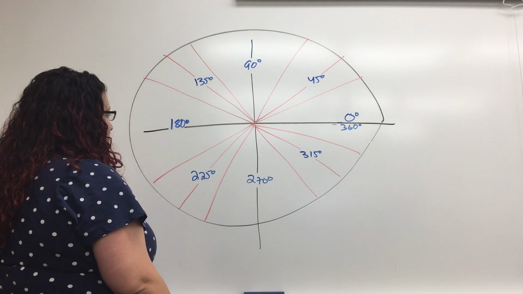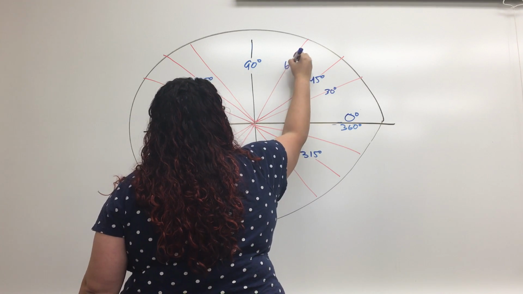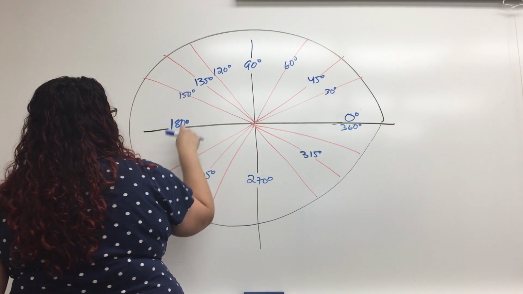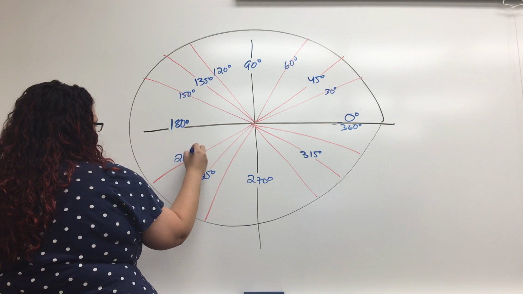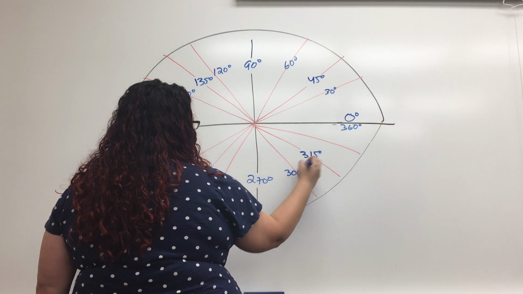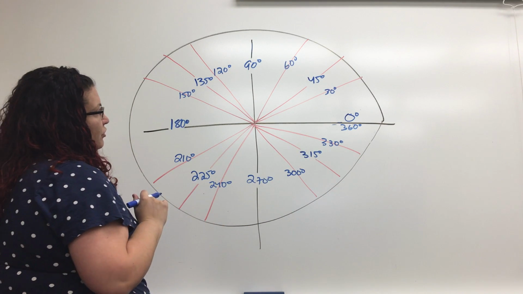Now for the rest of them, I'm going to start counting by 30s. 0, 30, 60, 90, 120, 150, 180, 210, 240, 270, 300, 330, 360. These are all my degree measures.